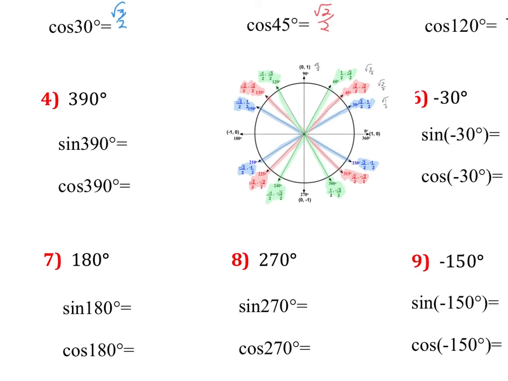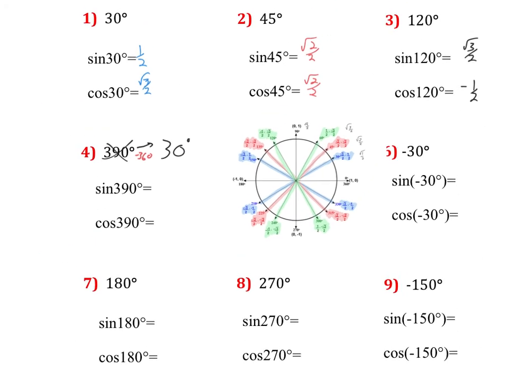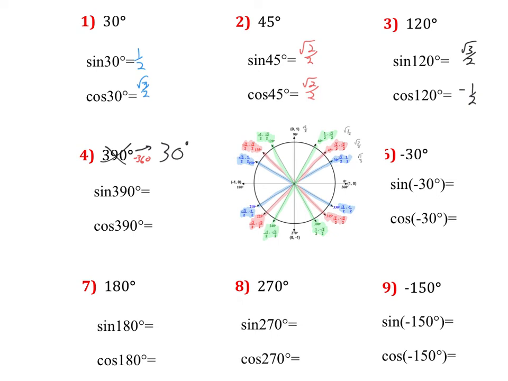Let's see, number 4, 390 degrees. I typically like this to be between 0 and 360. So I'm going to find a coterminal by subtracting 360 away from that. And I'm going to consider that to be a 30-degree angle. Well, if it's a 30-degree angle, it's going to have the exact same answers as what we just saw up here. So I'm going to plagiarize myself. There we go. A 390-degree angle is the same as a 30-degree angle.